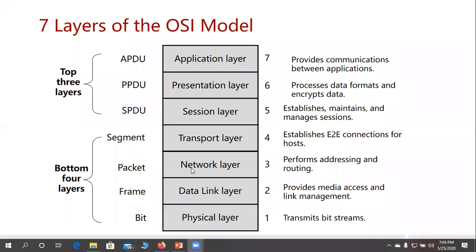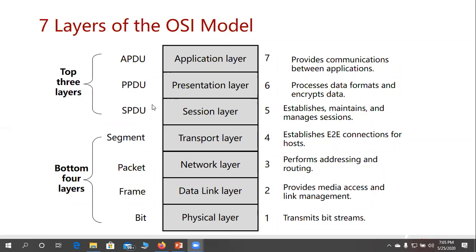When the segment reaches the network layer, it will be called a packet. And then when this packet reaches the data link layer, it will be called a frame. And then here, this is where we have the bits. Now, when these bits, these ones and zeros, pass through the cable, they'll be changed into a signal. Okay, that's how it works.